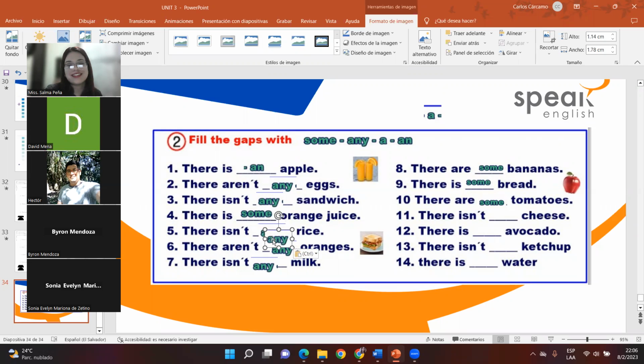Okay, Abby again. The next one. There is an avocado. Yes, it's a weird word, avocado. There is an avocado. Exactly. Then Juan, next one. And Sonia, the last one. There isn't any ketchup. And Sonia: there is some water, exactly.